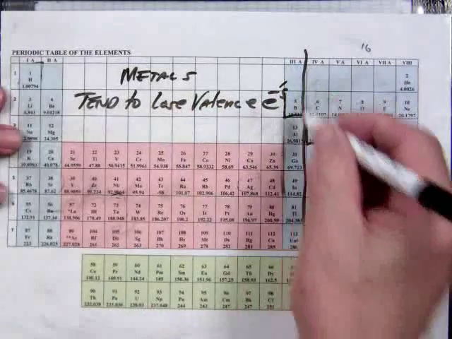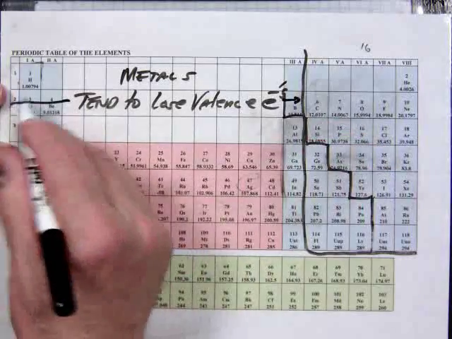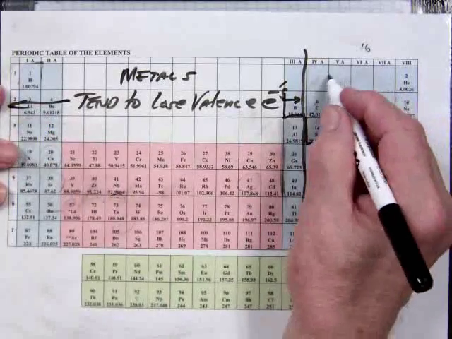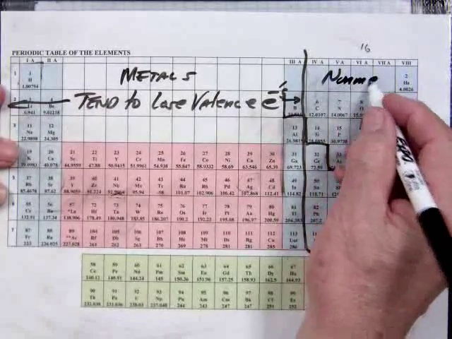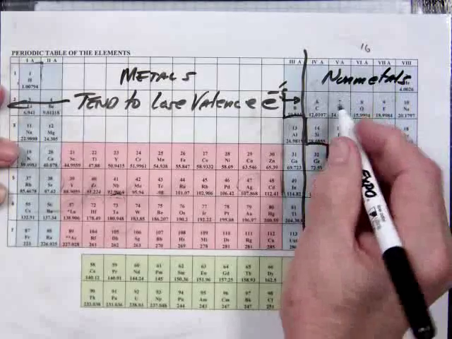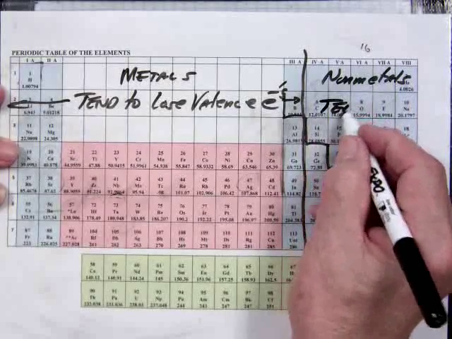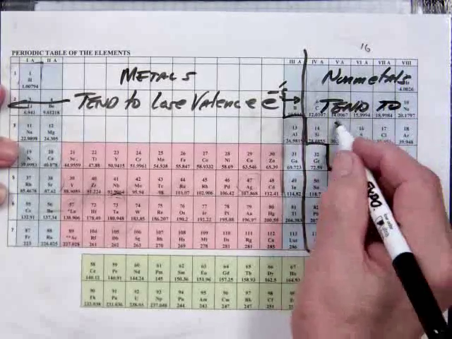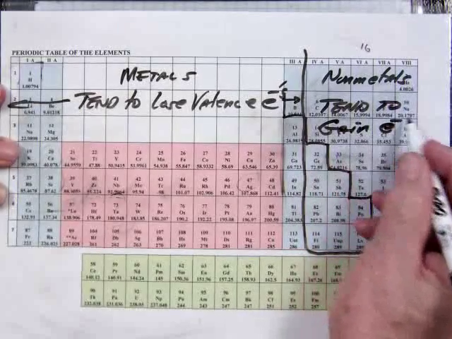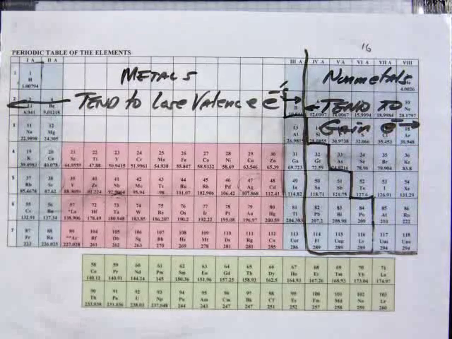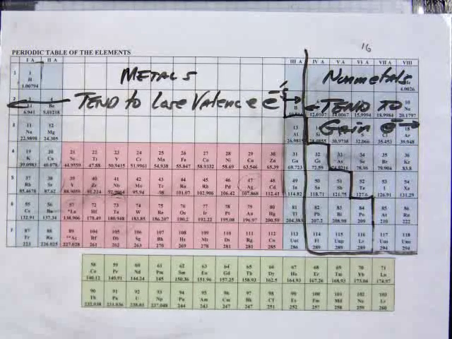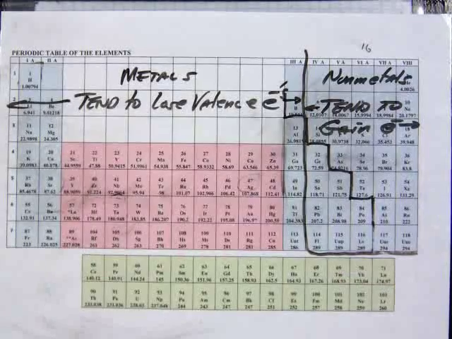On the right of that line are nonmetals, and we'll include the metalloids also. And these tend to gain electrons to achieve that noble gas configuration. So now you have a kind of generalization of how these elements function in a chemical process: gain or lose electrons.